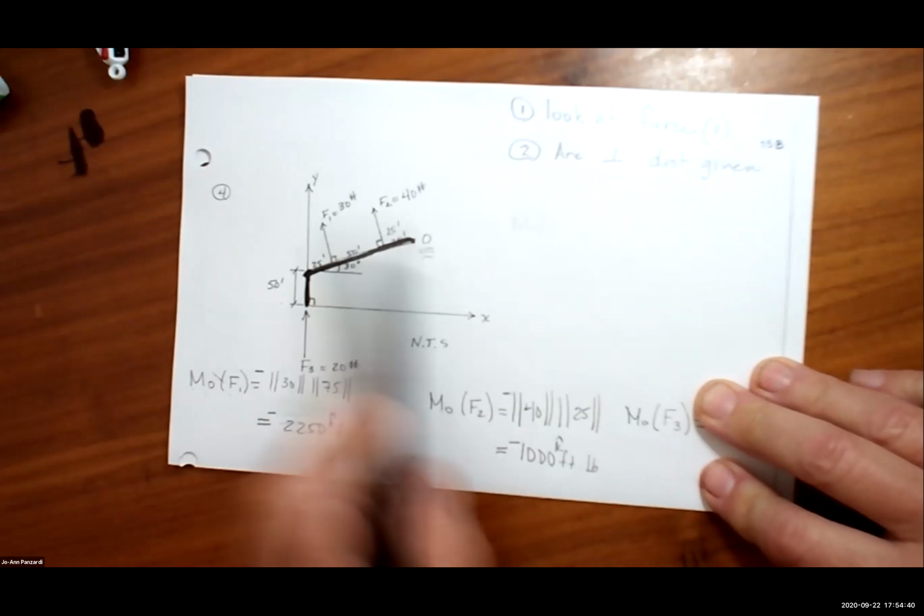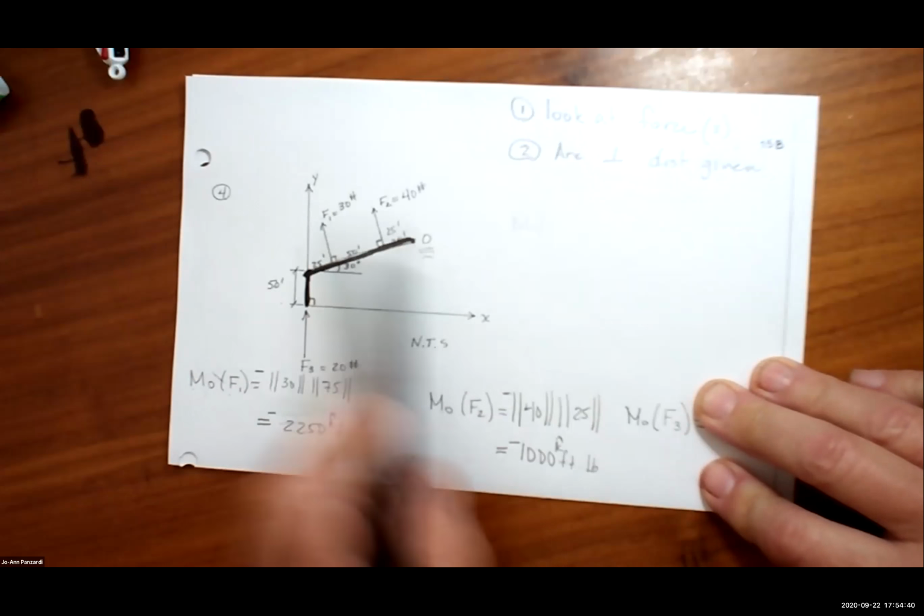Okay, so go back to the steps. The first step is look at the force. The second step is, is the perpendicular distance given? In this case, it's not, but you could calculate it like that. If you feel like you can't, then you have to make this perpendicular to this axis. It would be more complicated. Find the perpendicular distance the easiest way you can.